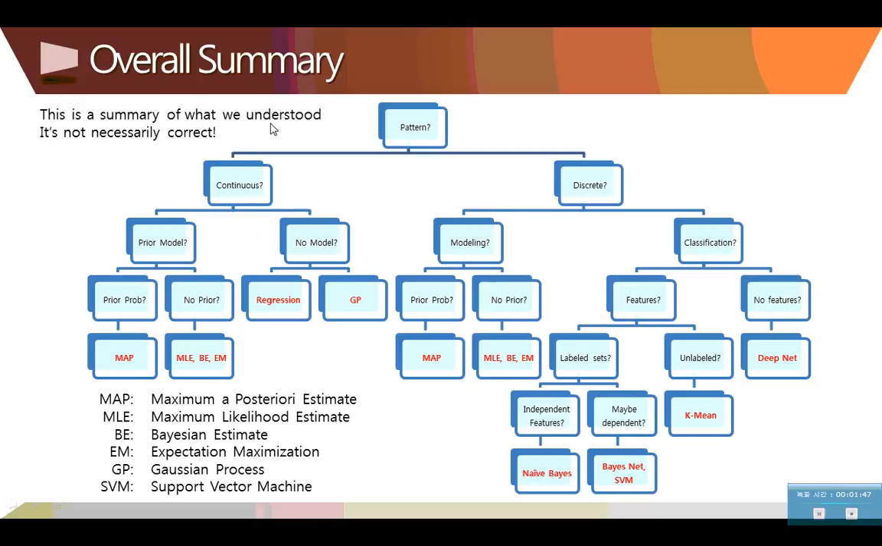So this is a quick summary of the textbook. We need to learn how to do classification. So if we have a pattern, what kind of pattern it is? Is it continuous or discrete? If it's continuous, do we have any prior model or not? Do we have any prior probability or not? And based on this kind of tree, we can decide which tool is better to handle this problem than the others.